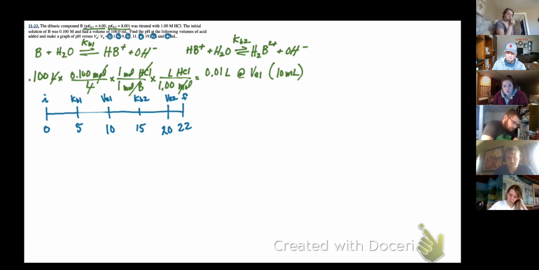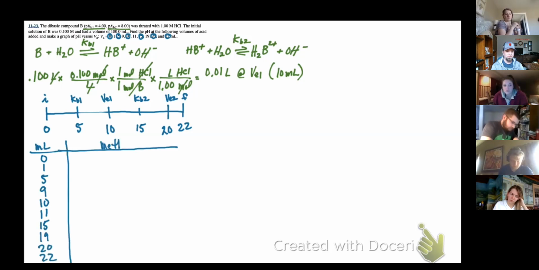Okay, then I continued on here and just made a list of the various volumes. You'll notice up top too where the volumes are listed in the problem. I circled all of the volumes that are already listed on my number line, because those are ones that have special ways to solve for them, right? In particular, our K values and our equivalence volumes have very special ways, but also our initial and our final.